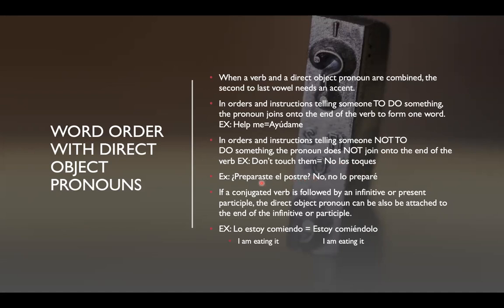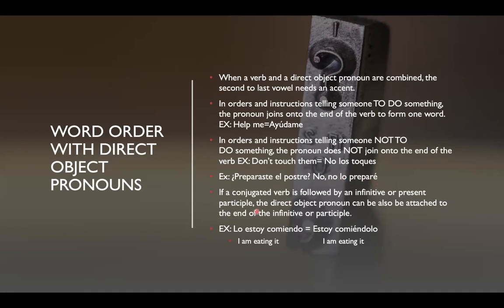Example, ¿preparaste el postre? No, no lo preparé. See how here it's asking a question and then it was answered with no, using a direct object pronoun. No, I didn't prepare it. In this case, the direct object pronoun was in front of the conjugated verb.